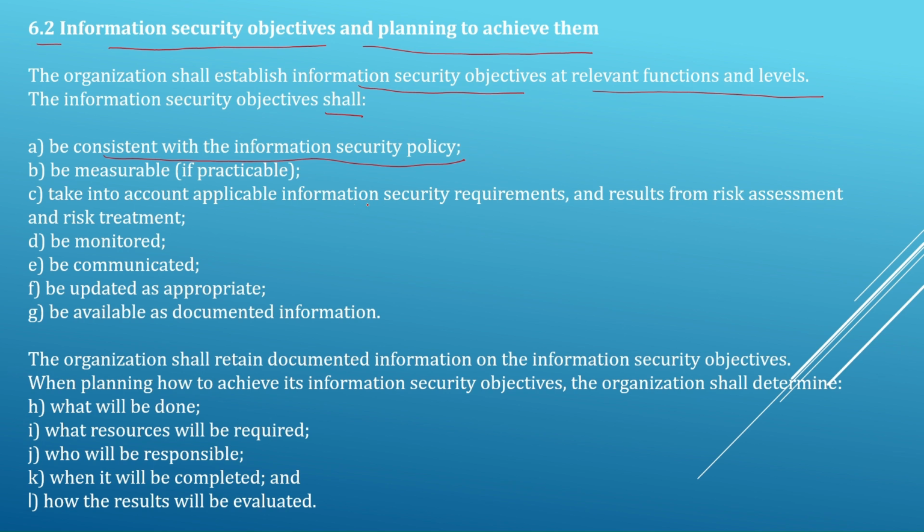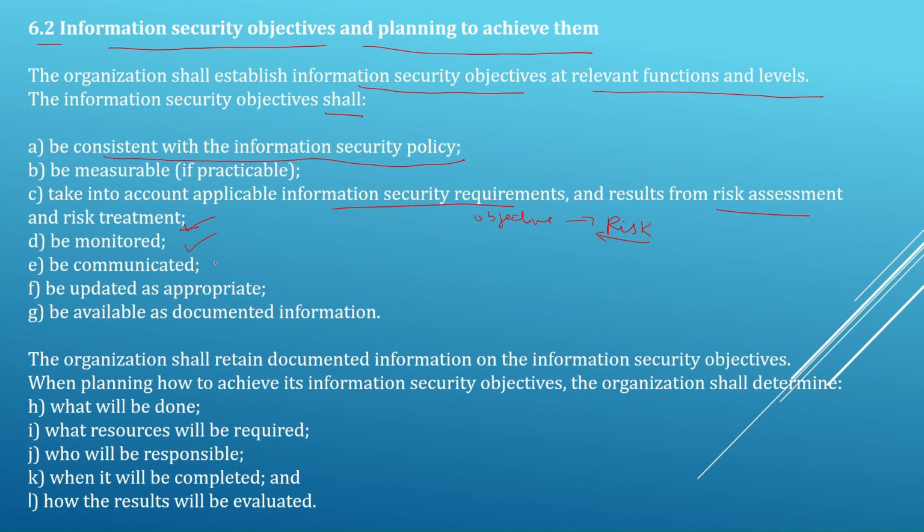Take into account applicable information security requirements and results from risk assessment and risk treatment. So it's always better to keep track of all. Remember, in my previous video, I told you how you identify the risk and how you mitigate it. So objectives should be in alignment with the risk register as well, because you will get a lot of input from your risk register that you can add into your objectives. And be monitored. Just have a regular review and see, okay, are we meeting it?